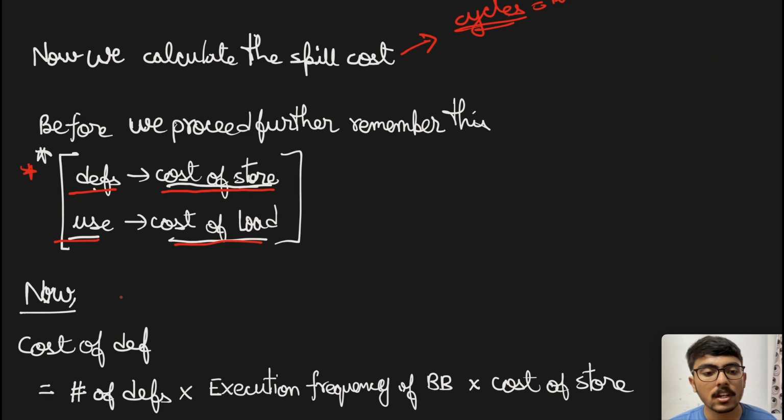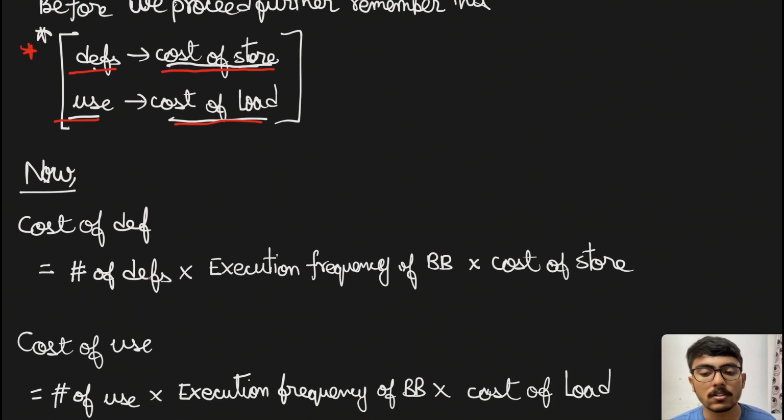Okay, now we'll see two formulas. These are important formulas. So cost of definition, suppose we need to define a particular variable and then store it into the memory. So what we need to do, we will need to add up the cost, spill cost, for this particular definition, right?